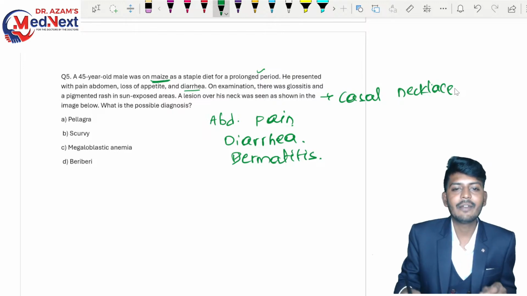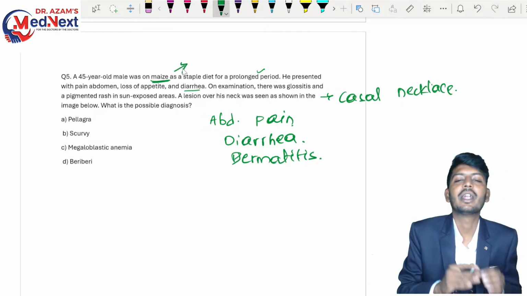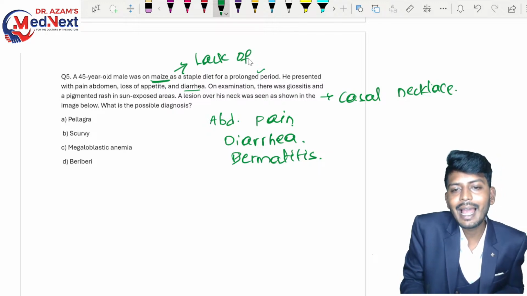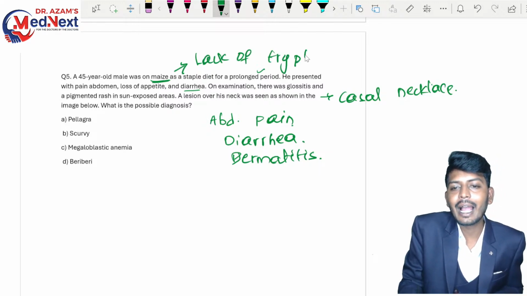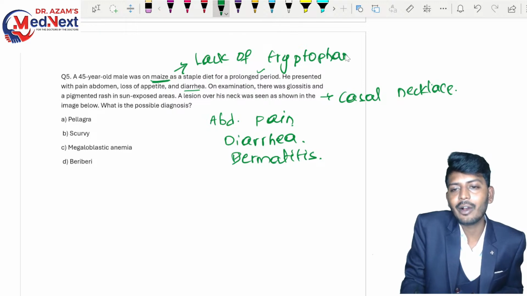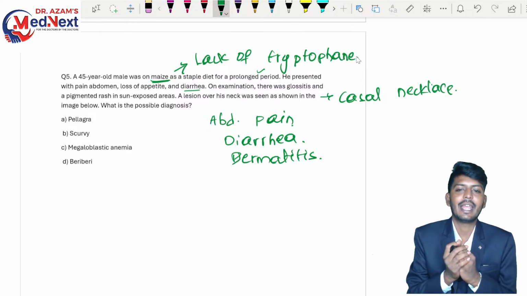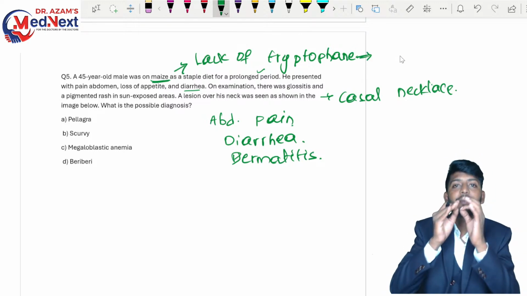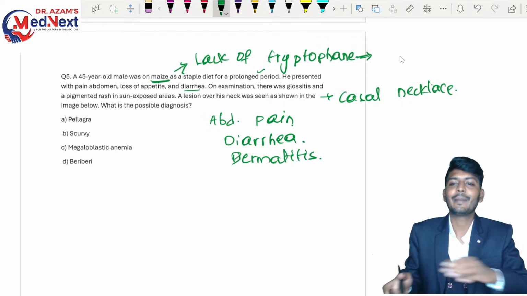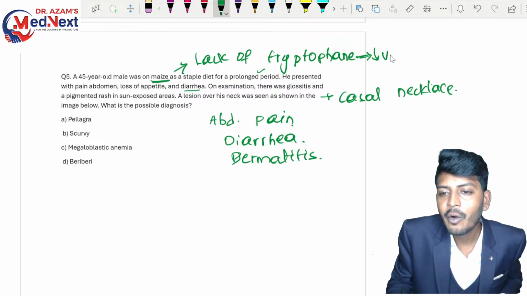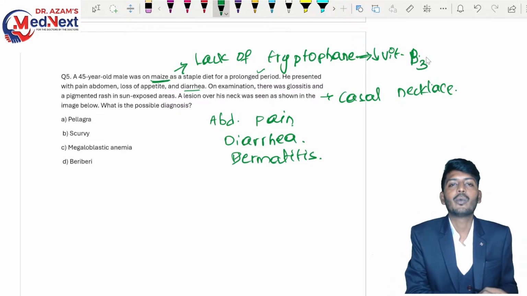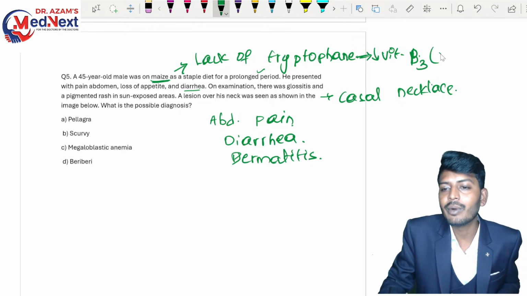So basically whenever you are on a maize diet, maize के ऊपर continuously diet पे रहते हो, so there is a lack of tryptophan. अगर tryptophan नहीं है, automatically tryptophan is responsible for the production of one important vitamin, so that will lead to a decrease of vitamin B3. So what is that vitamin B3? That is only your niacin.